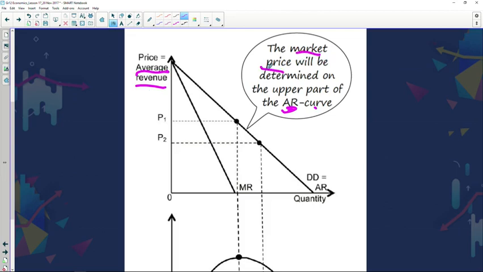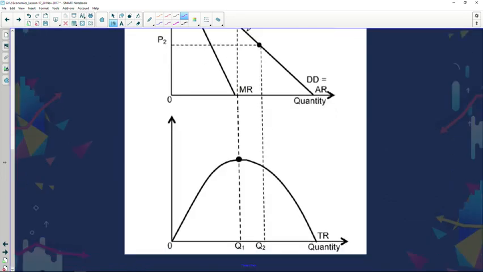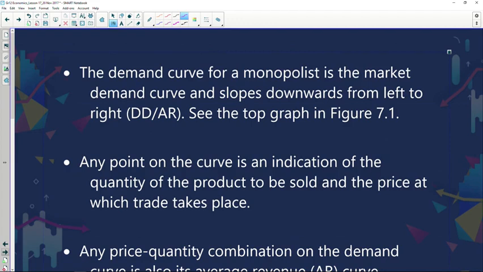So we'll come back to this, but there are just a few points that I want us to consider before we look at what the market price is. There are quite a few things that are happening in our graph, so please just note them down whilst we are going through this lesson. We know that the demand curve for a monopolist is the market demand curve, and it slopes downwards from left to right. Okay, so we will see that, and then we're going to go back to figure 7.1, and then we're going to look at the demand curve.